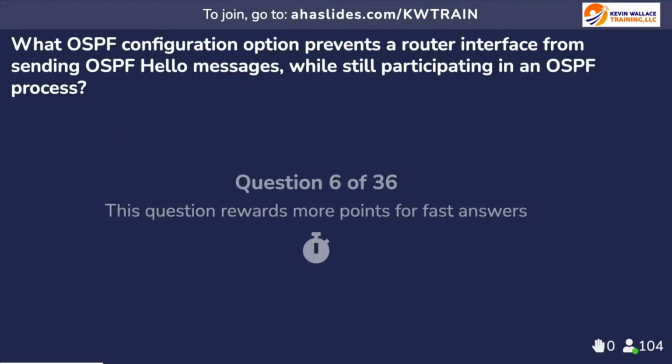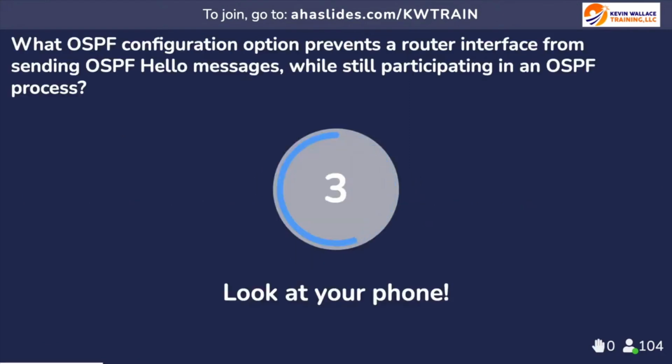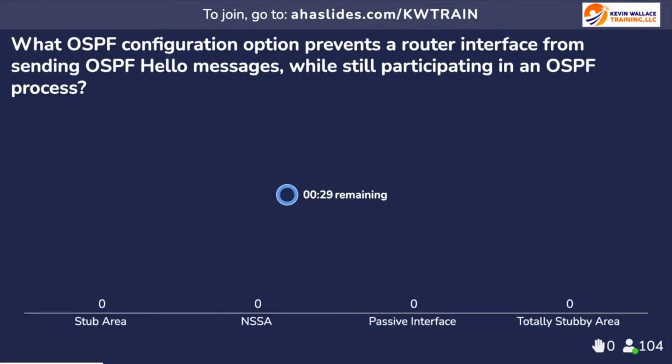Up to question number 6. What OSPF configuration option prevents a router interface from sending OSPF hello messages while still participating in an OSPF process? Is it stub area, not so stubby area, passive interface, or totally stubby area?